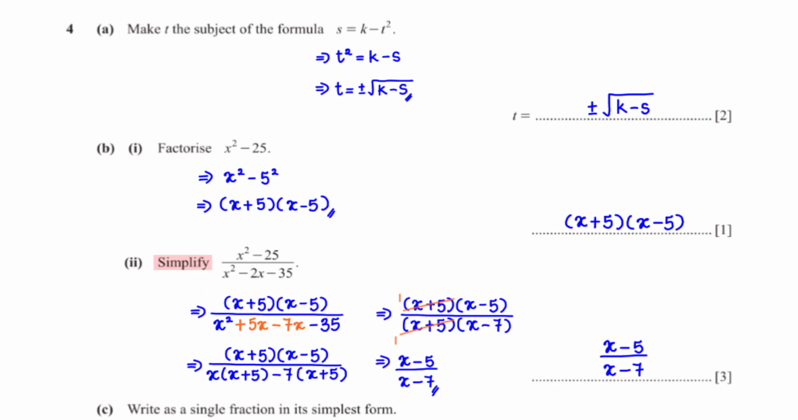Simplify x squared minus 25 over x squared minus 2x minus 35. From the previous question, we found the factorized form of x squared minus 25 to be x plus 5 times x minus 5. To factorize the denominator, we write minus 2x as 5x minus 7x. For the first two terms, when we factor out x, we are left with x plus 5. And for the final two terms, when we factor out negative 7, we have x plus 5. This can be rewritten as x plus 5 times x minus 7. x plus 5 cancels out, so we are left with x minus 5 over x minus 7.